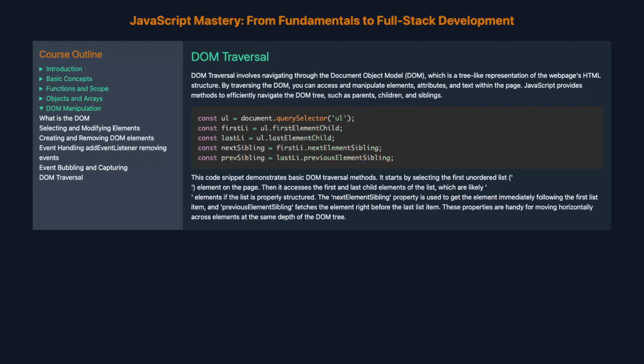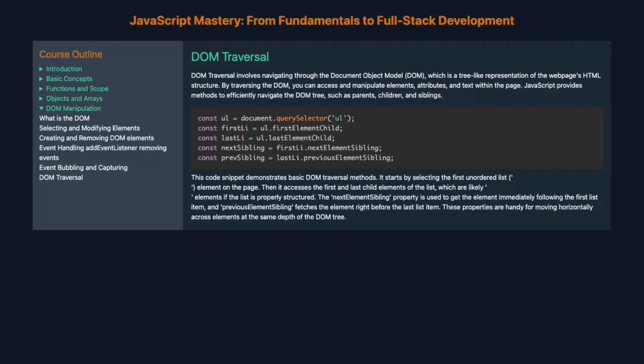DOM traversal. DOM traversal involves navigating through the Document Object Model (DOM), which is a tree-like representation of the web page's HTML structure. By traversing the DOM, you can access and manipulate elements, attributes, and text within the page. JavaScript provides methods to efficiently navigate the DOM tree, such as parents, children, and siblings. This code snippet demonstrates basic DOM traversal methods.